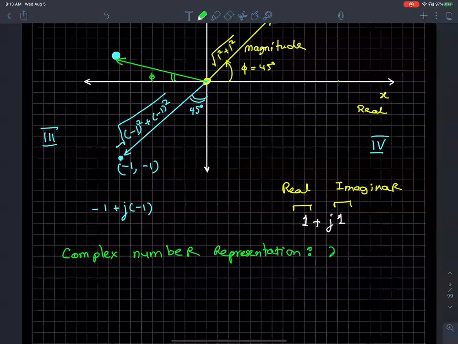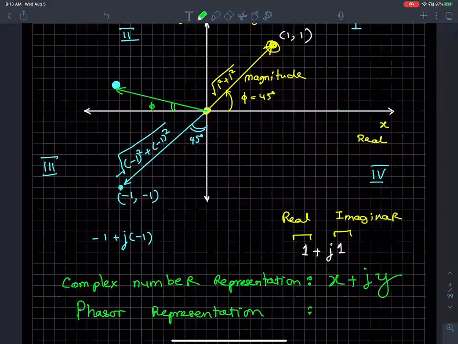One is the complex number representation, which is shown as x plus j times y. The other representation would be the phasor form. It's called a phasor. In this case, what I'm really doing is specifying the distance from this point back to origin along with an angle.